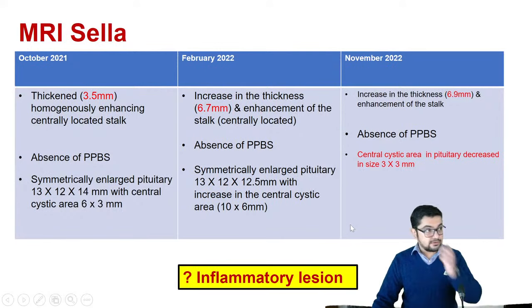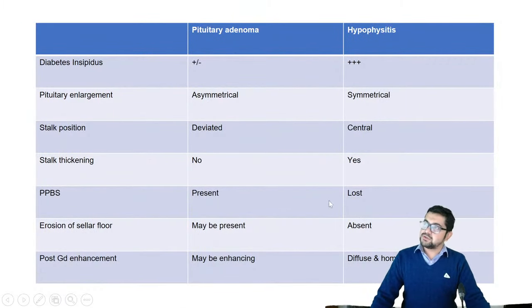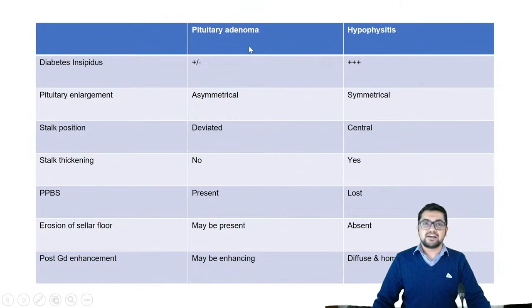So the possibility of an inflammatory lesion was kept at this point after reviewing her MRIs. Even at this point, I would like to discuss the features differentiating adenoma and hypophysitis. Although clinically we had kept a very rare possibility of adenoma, we are thinking of non-adenomatous causes in this patient.